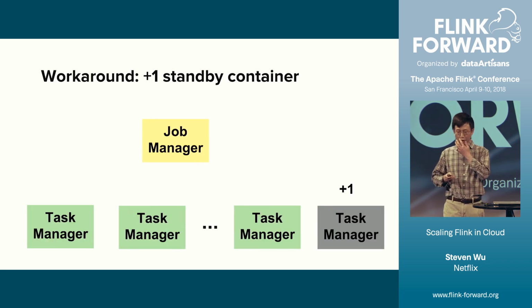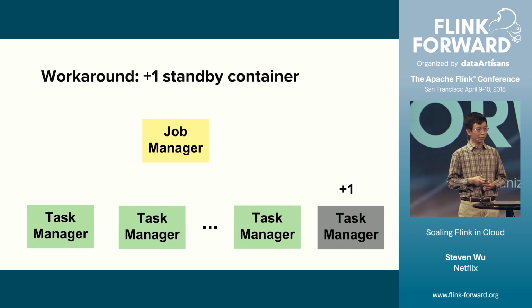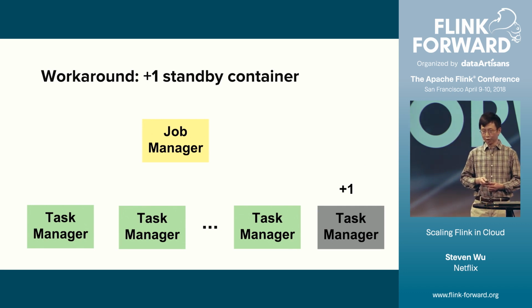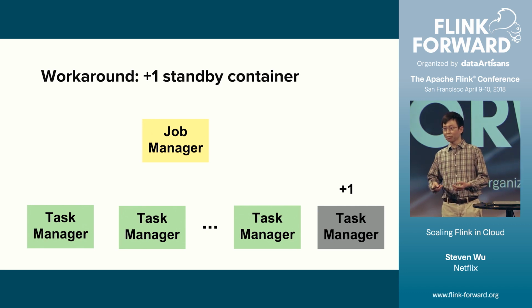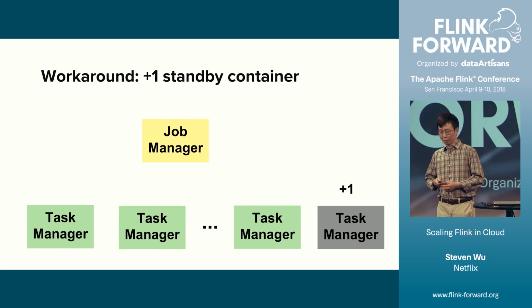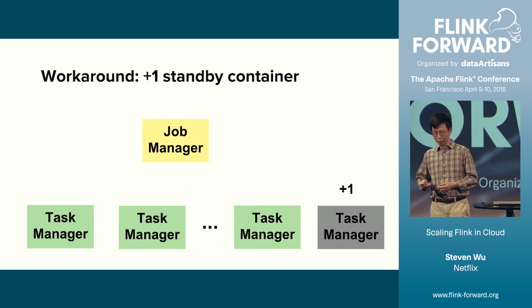Our workaround right now is we add one +1 standby container to the cluster. This way, if one task manager gets terminated, we still have enough slots for Flink to schedule the fine-grained recovery. Obviously, if two task managers get terminated at the same time, we may still run into the same issue and revert back to the full restart. But the likelihood of that is much smaller, and we are okay with that.